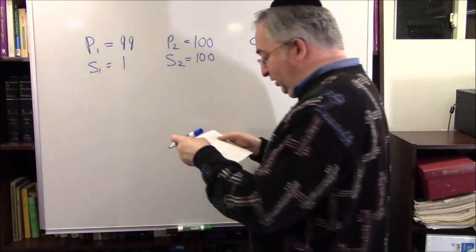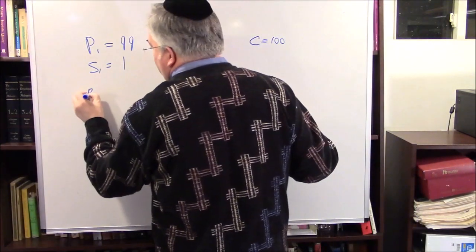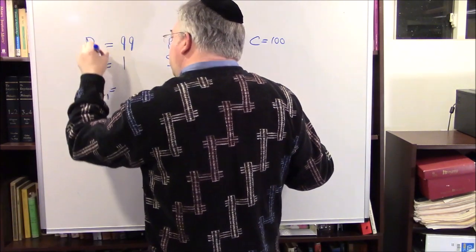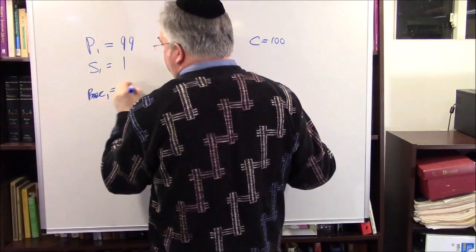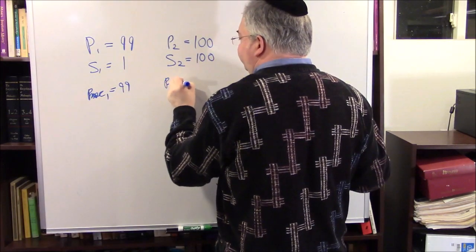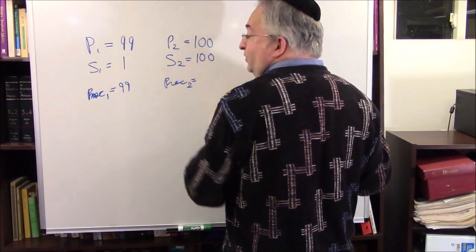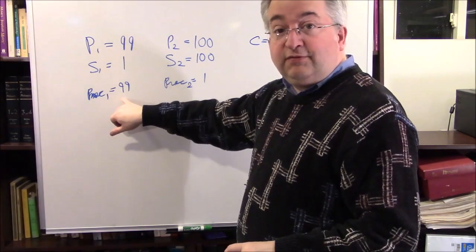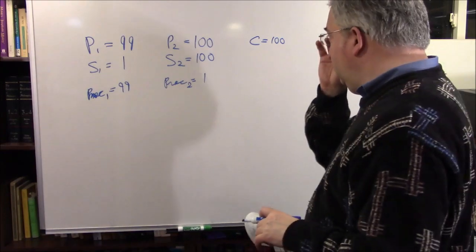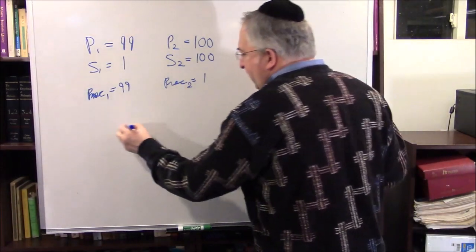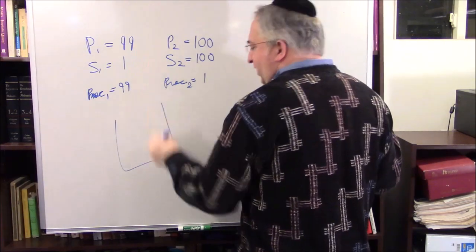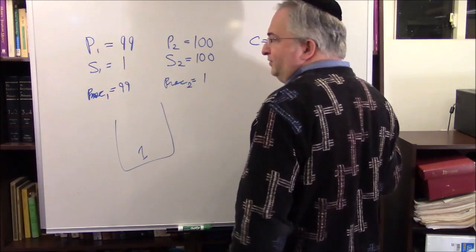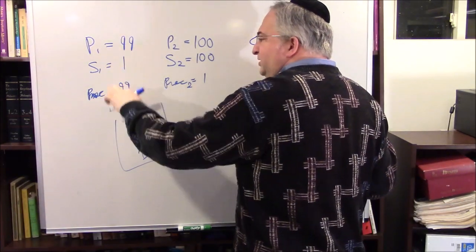So let's go through it. The preciousness of the first one is P1 divided by S1, which is 99. The preciousness of the second one is 100 divided by 100, which is 1. Okay, so what are you going to take? You're going to take the more precious thing first. So look what you're going to do now. In your knapsack, you're going to take one object of size 1, and its worth is $99.